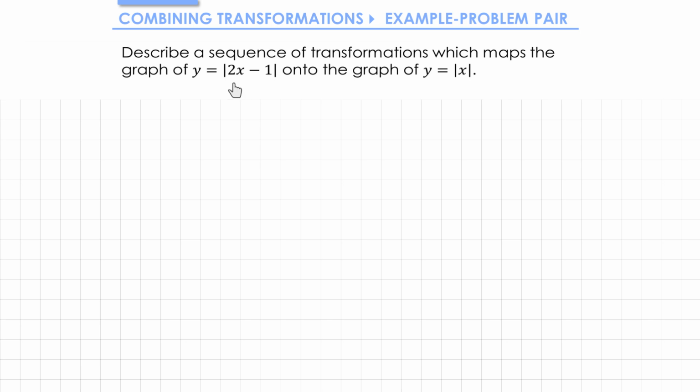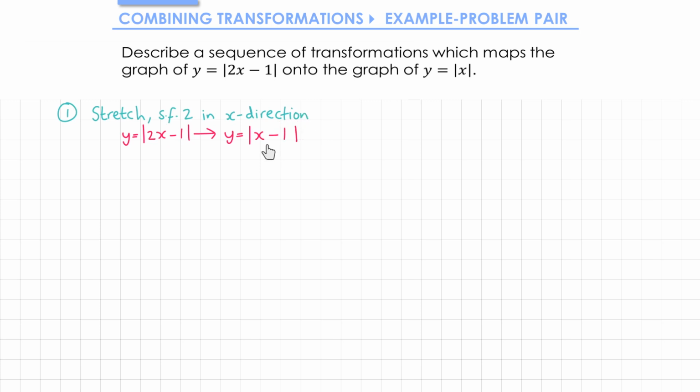So in my first sequence of transformations, I'm going to deal with the 2 first. To undo this 2, I'd like to be dividing by 2. So that means I want to stretch scale factor 2 in the x direction. Let's apply the transformation. Replacing x by x divided by 2 will give me 2 divided by 2, which will cancel to give x minus 1.